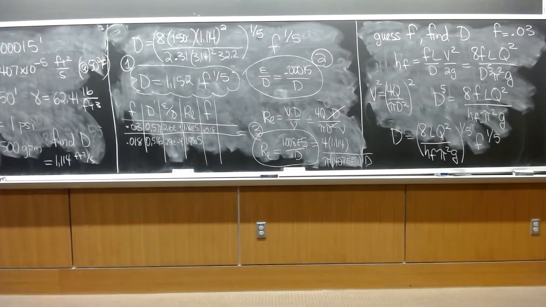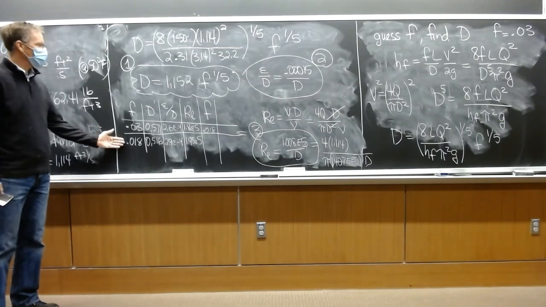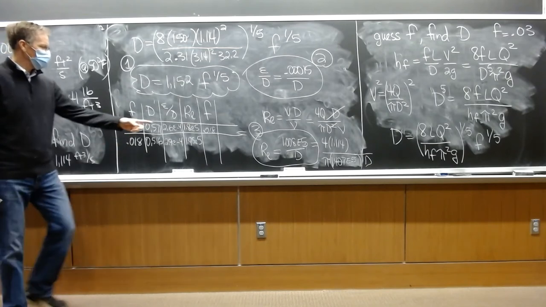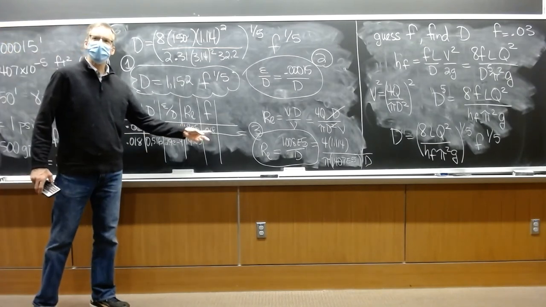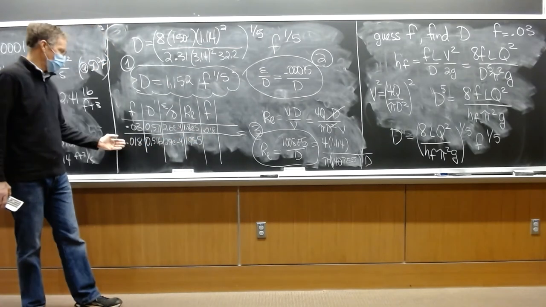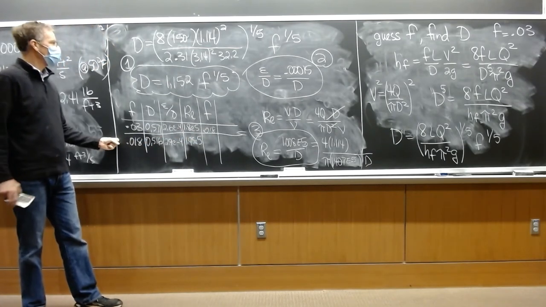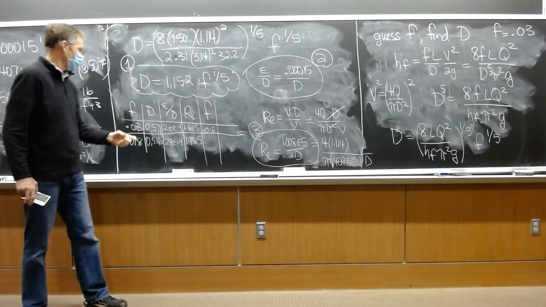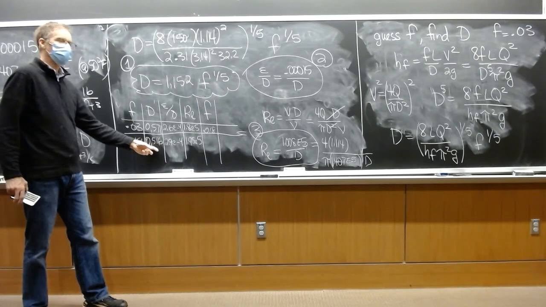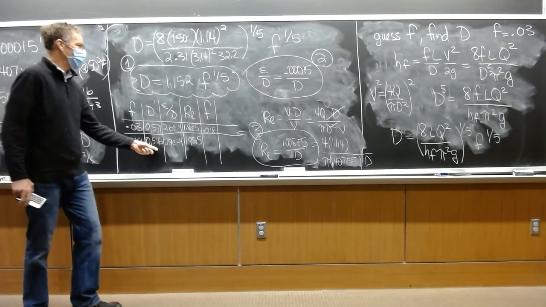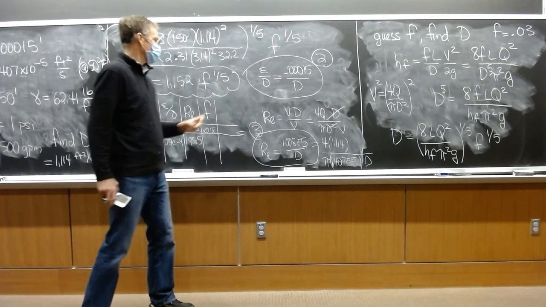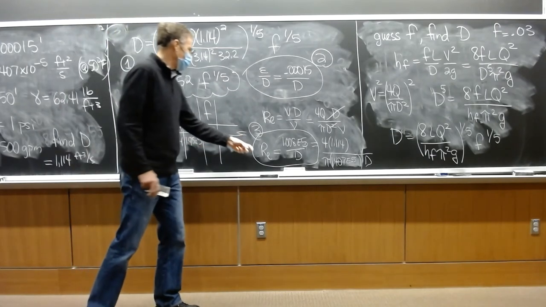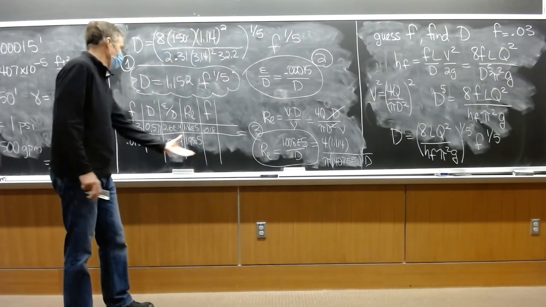And then it's back to the Moody diagram. Just to show you what I've done here, from the Moody diagram we got this 0.018 value. That becomes our next friction factor. We use this equation, plug in that new friction factor to get a new diameter. Then use that new diameter to get a new relative roughness and a new Reynolds number, and now we go back to the Moody diagram.